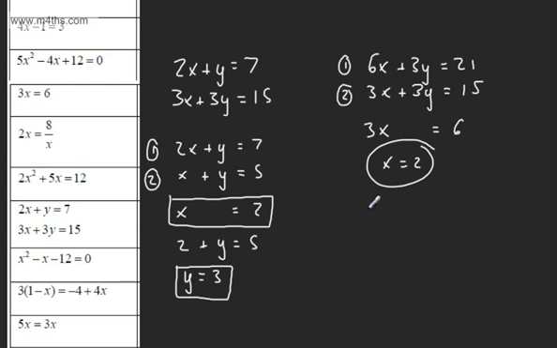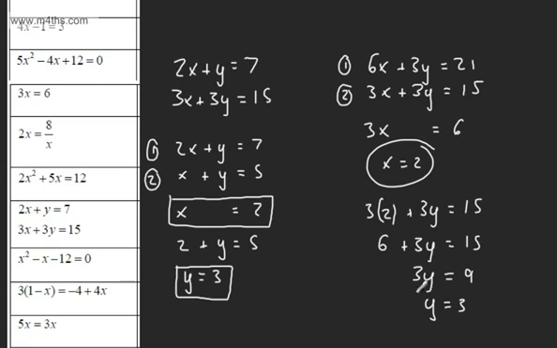What we'd have now is 3 lots of 2, which is going to give us 6, plus 3y is equal to 15. So what we'd have is 6 plus 3y is equal to 15. 3y, subtracting 6 on both sides, is 9, and y is going to be equal to 3. So you can see we get the same answers, exactly the same way. It's just this way is slightly easier.